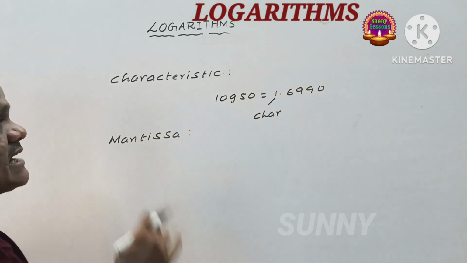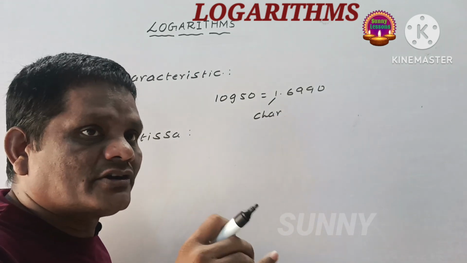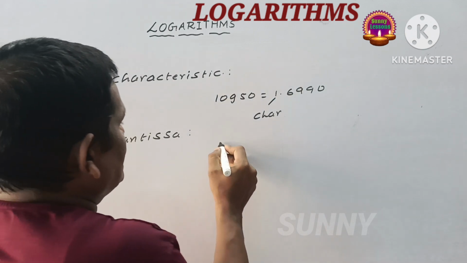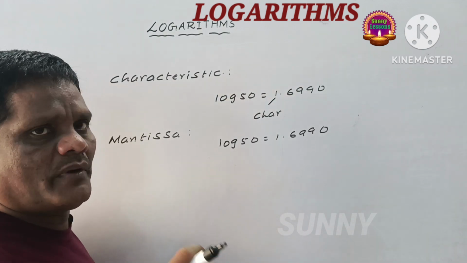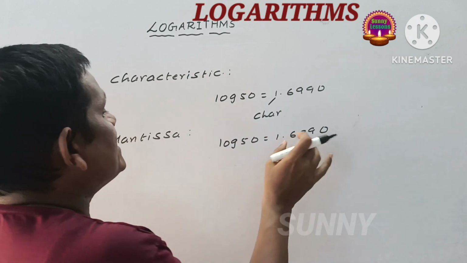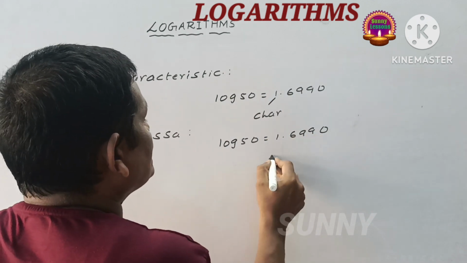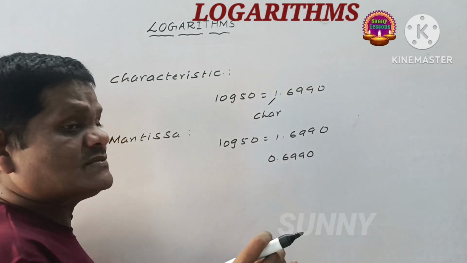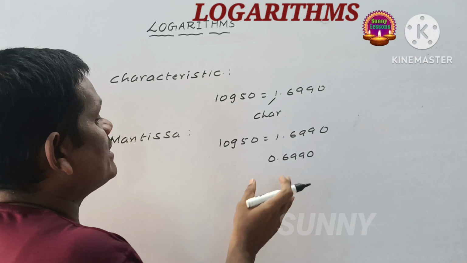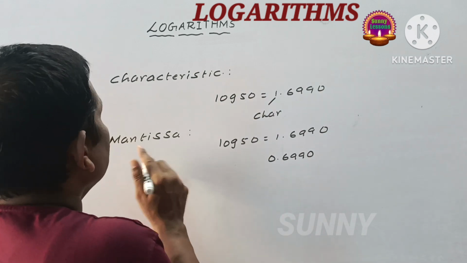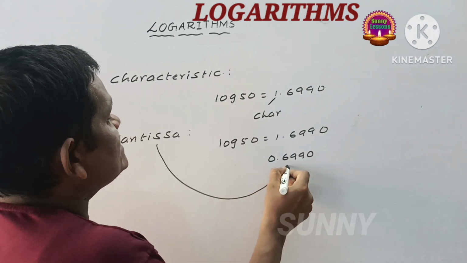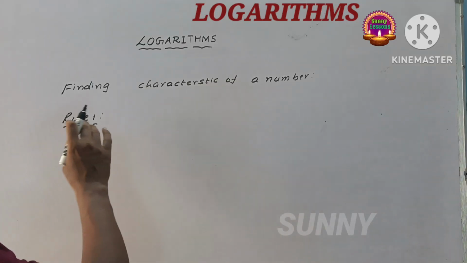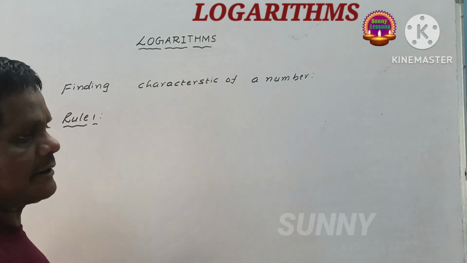Next one, mantissa. The decimal part of the logarithm is called mantissa. Yes, here log 50 equal to 1.6990. Here what is the decimal part? 0.6990. Yes, the decimal part of the logarithm is called mantissa. So here 0.6990 is called mantissa.